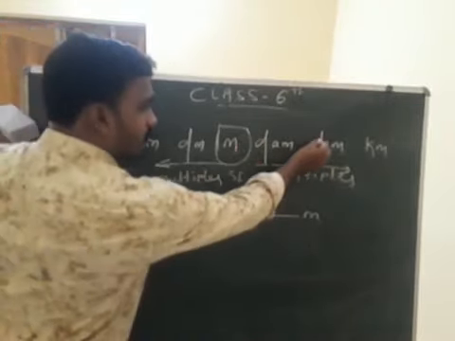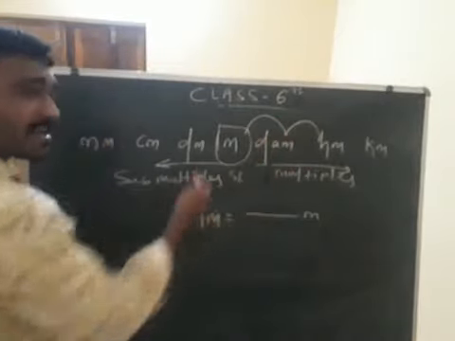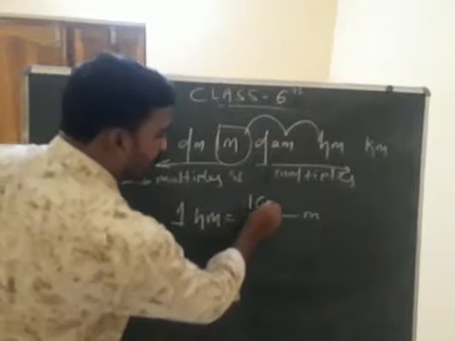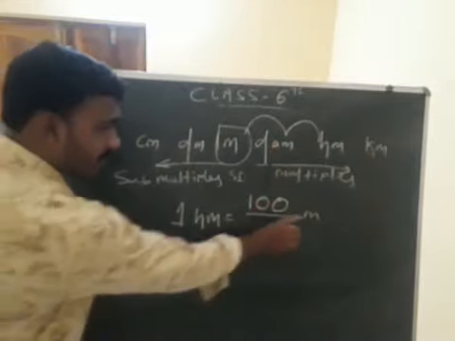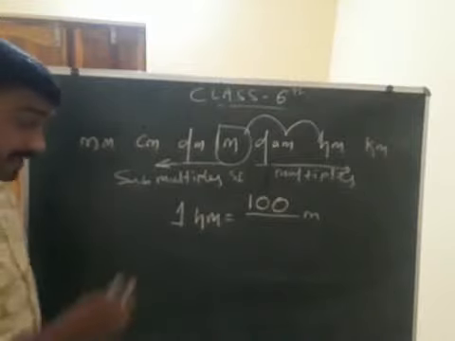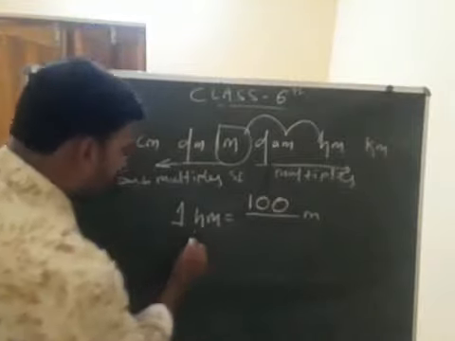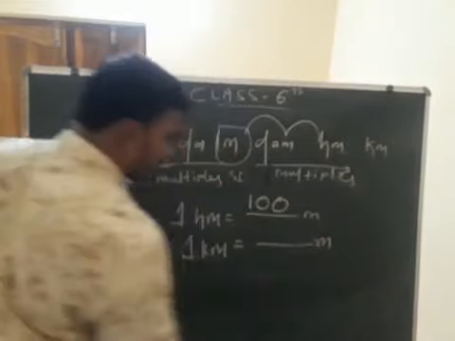First you will count: 1, 2. Two times you are coming. So in 1, how many 0s? 1, 2, two 0s. So 1 hectometer is equal to 100 meter. Clear? Next one, 1 kilometer is equal to ___ meter.